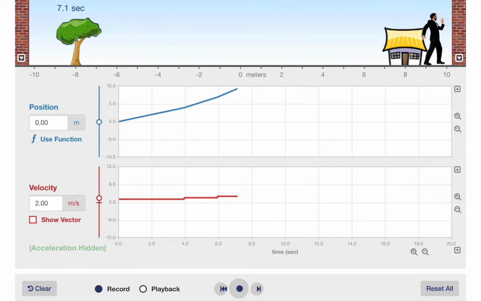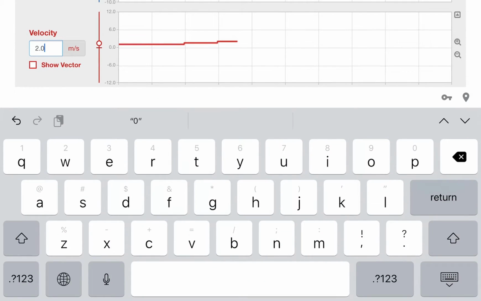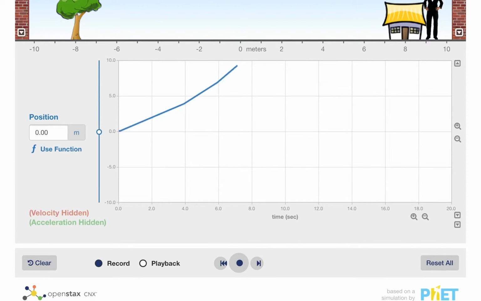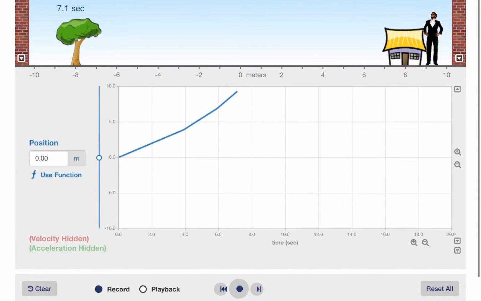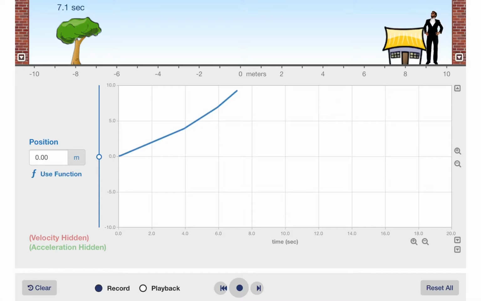Now I'm going to show you what happens if the man stands still. So before I show you, what do you think is going to happen? Well, let's take a minute. So he's gone to this house. He's going to stand still for a minute. And what happens is the graph just stays horizontal because his position is not changing, but the time still moves.